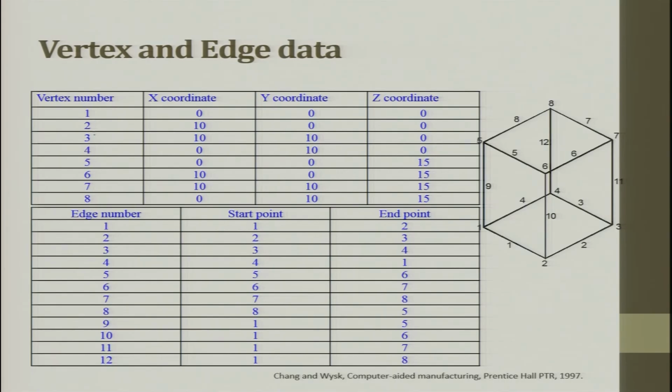So, for vertices 1, 2, 3, 4, what are the x, y, z values? Then edge number 1: the starting point is 1 and the ending point is 2. Because you have already defined all the vertices, you do not have to define them once again here. You just say an edge is drawn connecting 1 and 2. For example, let us take edge number 8. It connects vertex 8 with vertex 5. This is how wireframe data is stored in a computer.